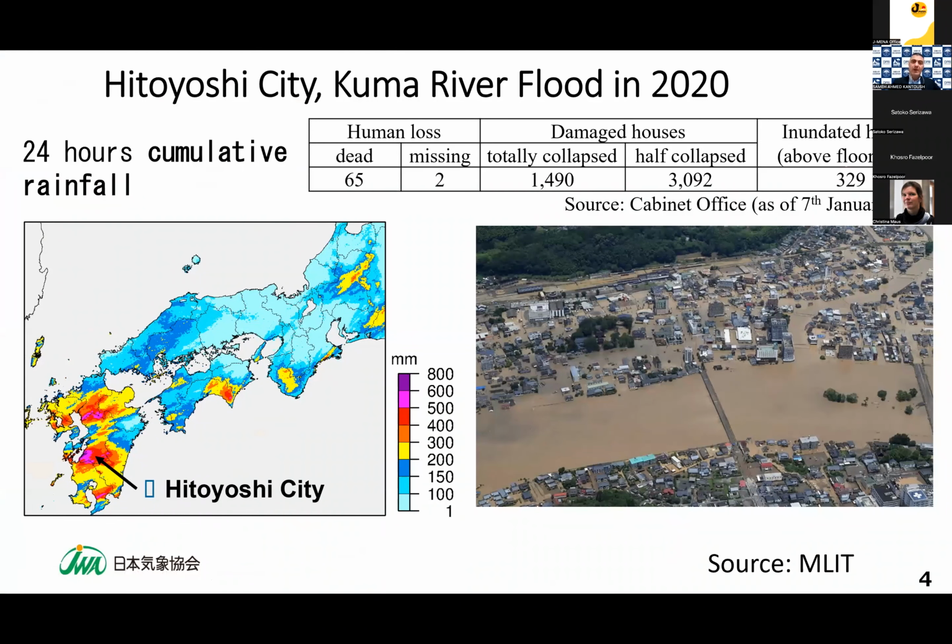This is another example in the Koma River, where you can see the 24-hour cumulative rainfall in the left picture. This is Hitoshi city, and the flooding nearby the Koma River severely damaged many areas. I have to say that most flooding issues can be combined with another secondary disaster, for instance, the disaster related to COVID-19 as well.